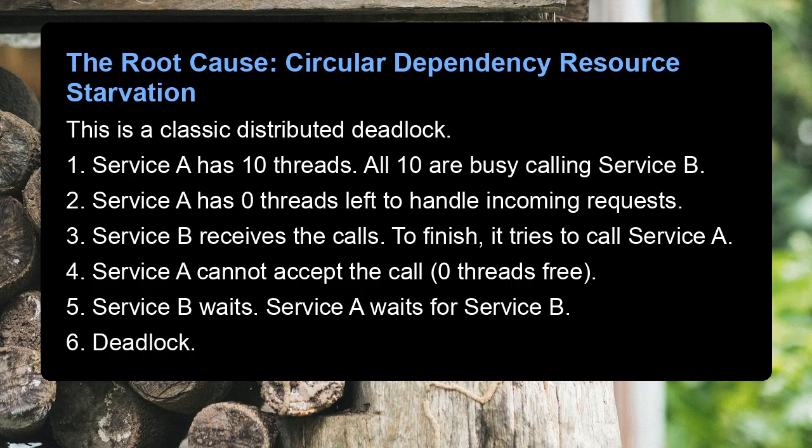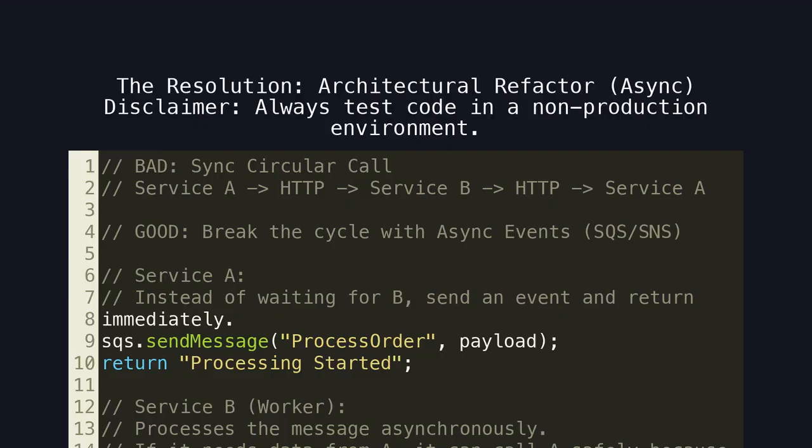1. Service A has 10 threads, all 10 are busy calling Service B. 2. Service A has 0 threads left to handle incoming requests. 3. Service B receives the calls. To finish, it tries to call Service A. 4. Service A cannot accept the call, 0 threads free. 5. Service B waits. Service A waits for Service B. 6. Deadlock. The resolution: architectural refactor to async.